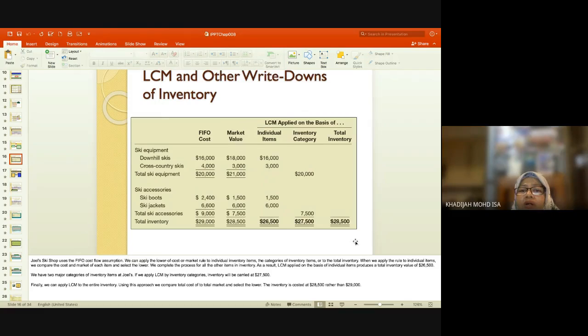In total, if you see the totality, 20 and 21, you're going to report 20,000 for the inventory category, because the 20,000 FIFO is lower as compared to the market value. Similarly, it goes for your ski accessories and ski boots; whichever is lower will be taken as your closing stock, right?